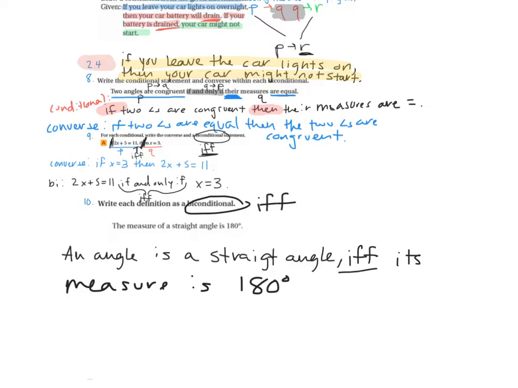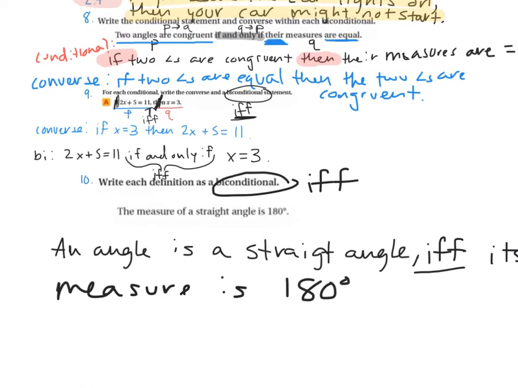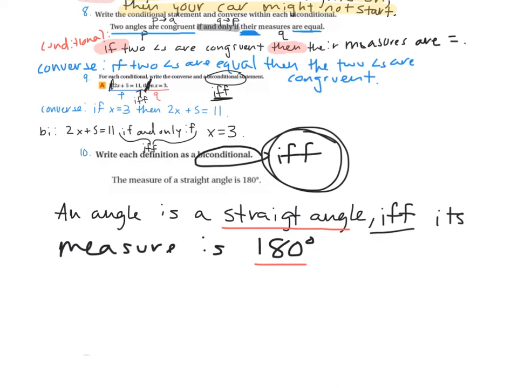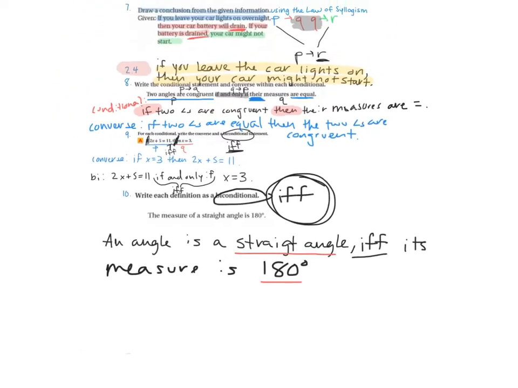So in the biconditional, we can turn definitions into biconditionals by including if and only if. So we're talking about a straight angle and its measure, which is 180 degrees. So before the if and only if, we need the words straight angle, and after we need the 180 degrees. So an angle is a straight angle if and only if its measure is 180 degrees.